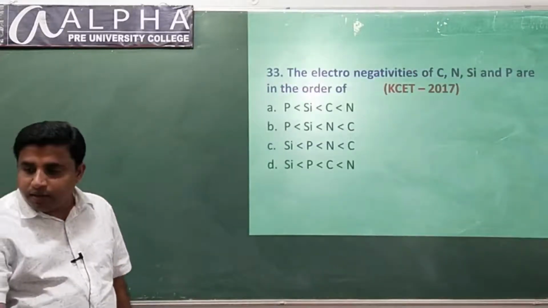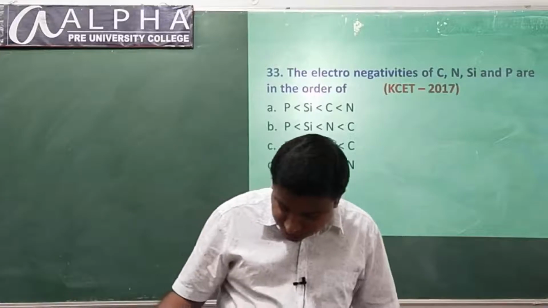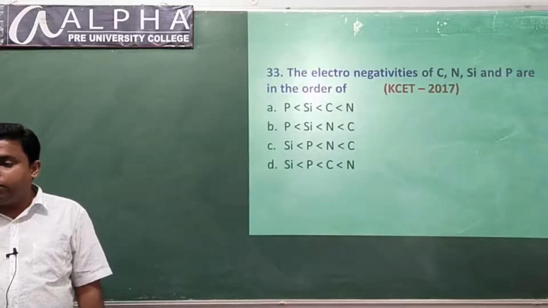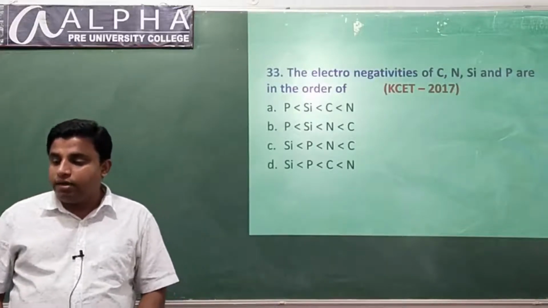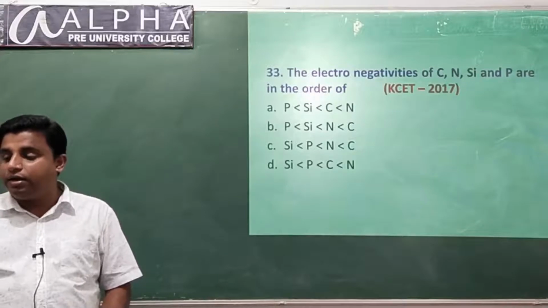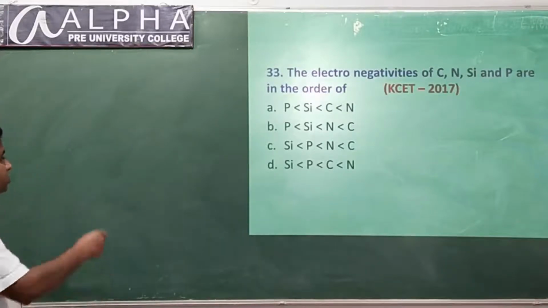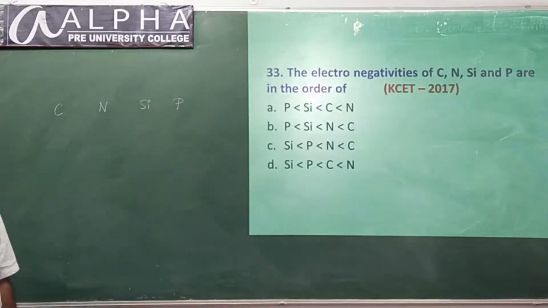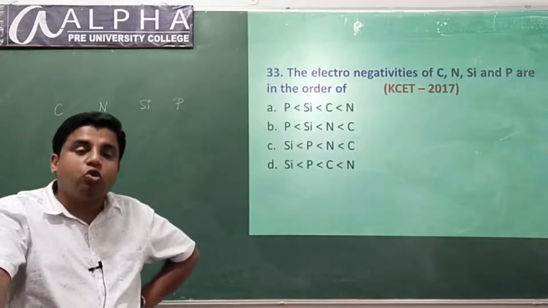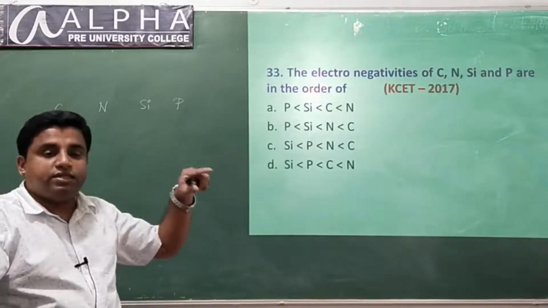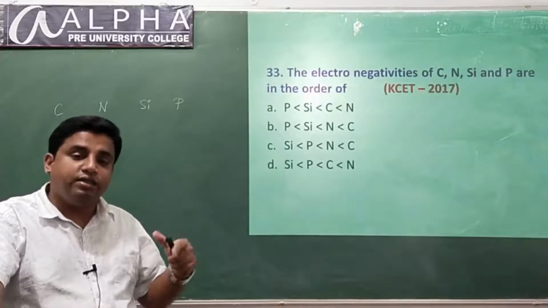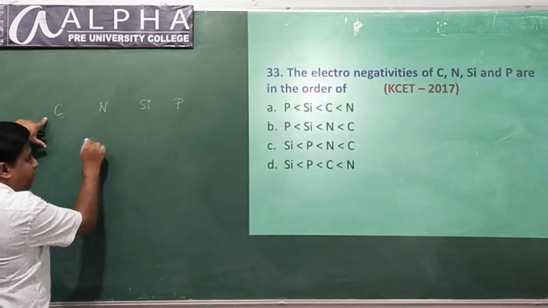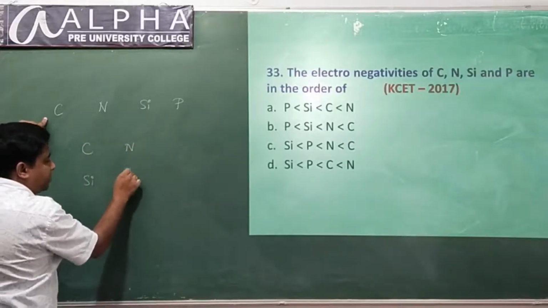What does the next question say? Again CET, Karnataka CET 2017. The electronegativities of carbon, nitrogen, silicon and phosphorus are in the order. We have to arrange them in the order of electronegativities. Let us write these elements the way they appear in the periodic table. First we have carbon, below which we'll find silicon. After carbon we'll have nitrogen, below which we'll find phosphorus.